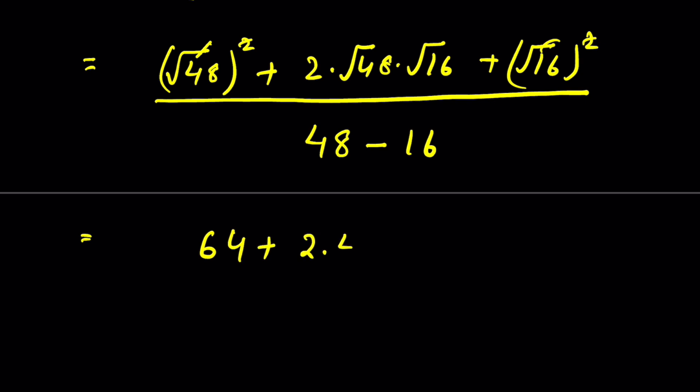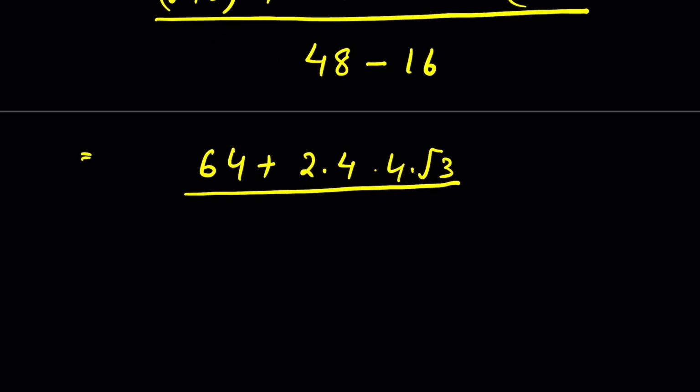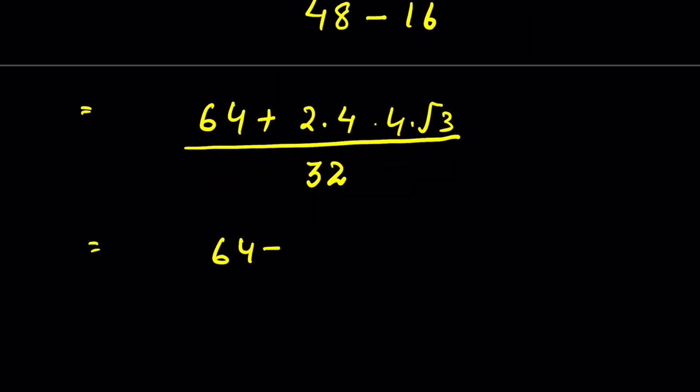root of 16 is 4, square root of 48 is 4 times square root of 3, because square root of 48 is 4 times 4 times 3 under square root, or this is equal to square root of 4 square times square root of 3, or this is equal to 4 times square root of 3 upon 48 minus 16 is 32. So 64 plus 32 times square root of 3 upon 32.